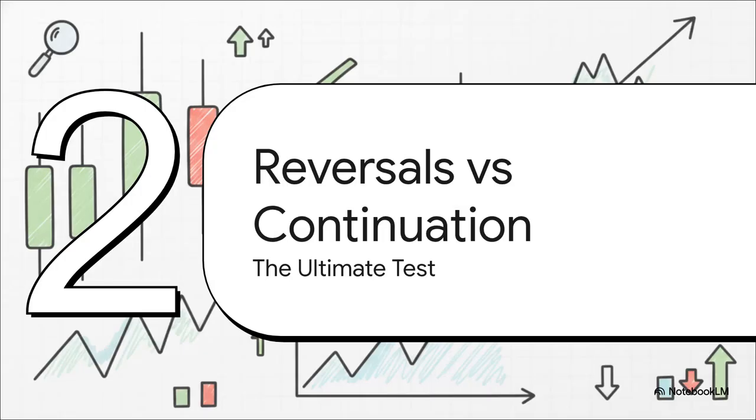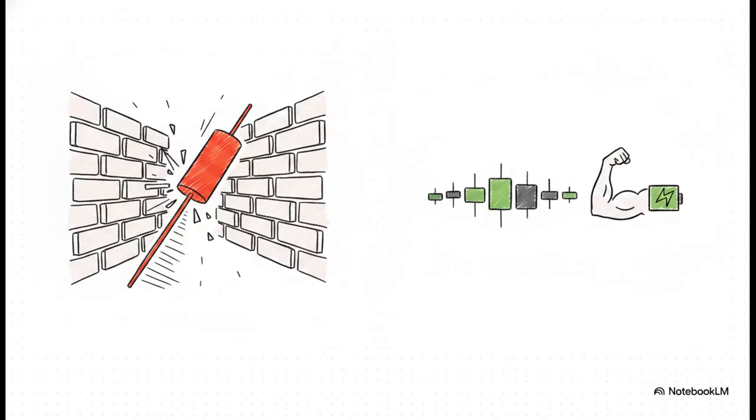All right, Section 4, Reversals versus Continuations. So the absolutely crucial point here is understanding the fundamental psychology separating a reversal from a continuation. Reversals are born from exhaustion. We look for those long wick rejections indicating that the dominant force has literally hit a brick wall, leading to a pivot and a complete power shift.